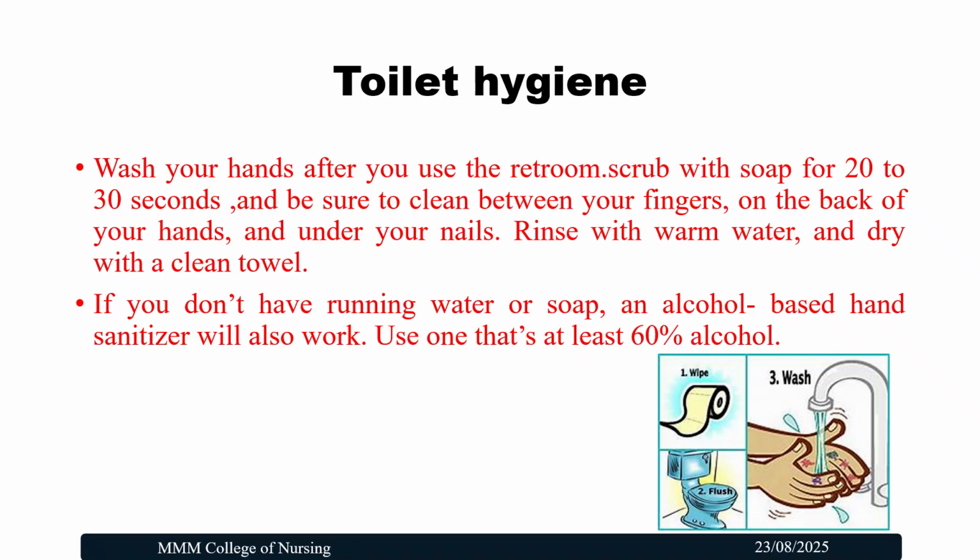Then toilet hygiene. Wash your hands after you use the restroom. Scrub with soap for 20 to 30 seconds and be sure to clean between your fingers, on the back of your hands and under your nails, rinse with warm water and dry with a clean towel. If you don't have running water or soap, alcohol based hand sanitizers will also work. Use one that is at least 60% alcohol.